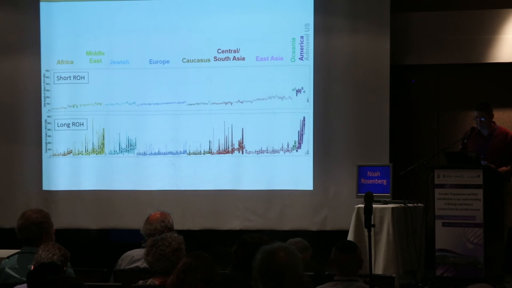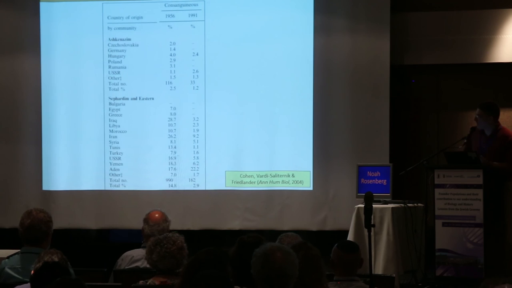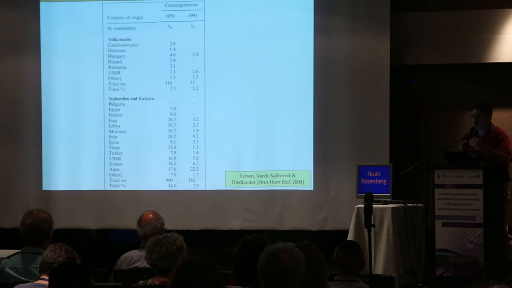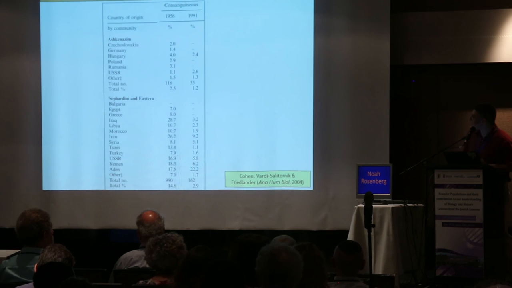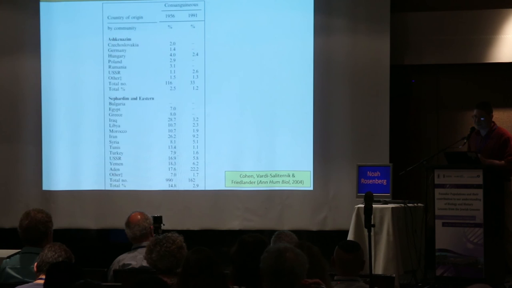The only data on that come from this 2004 study, which was looking at consanguinity in Jewish populations at Metairie in 1991, and they saw a very significant effect of degree of religious participation in levels of consanguinity in populations that they looked at. I don't have it in the slide.